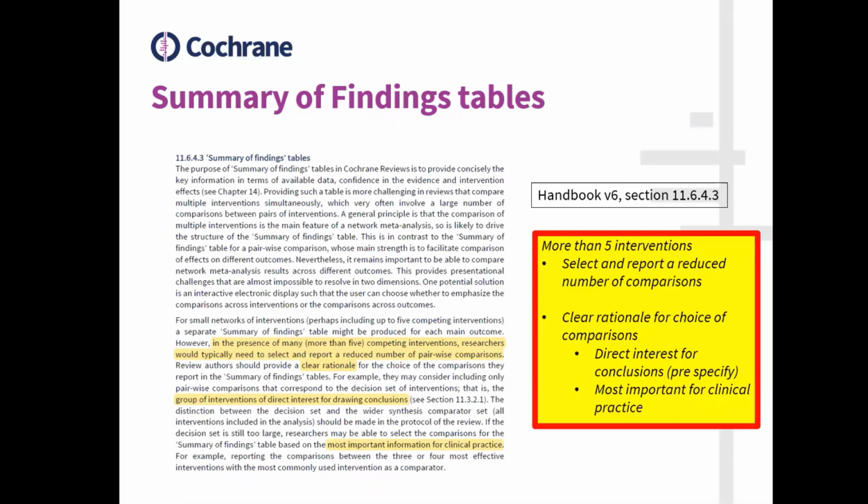So in standard intervention reviews, this is done by comparison, and then you have your outcomes within that summary of findings table. But for network meta-analysis, it's been suggested that it's more useful to look at an outcome and then include the different comparisons as the rows. If you have more than five interventions, you might want to select and report a reduced number. So you need to think about the rationale for what you include, such as what is of direct interest for conclusions or what's most important for clinical practice.